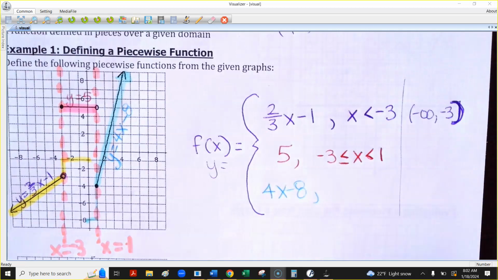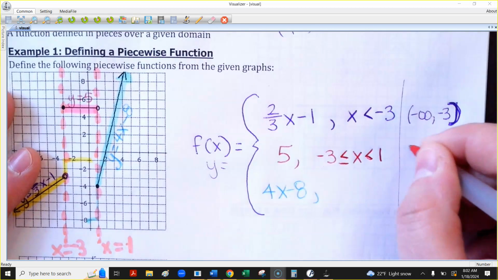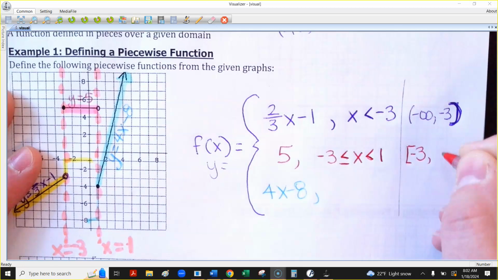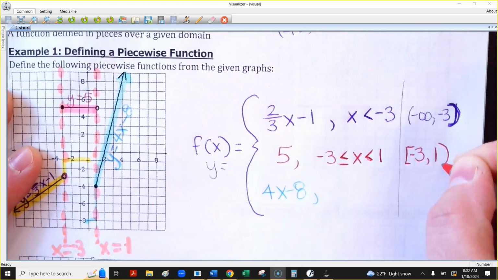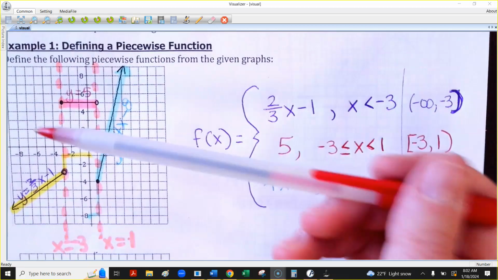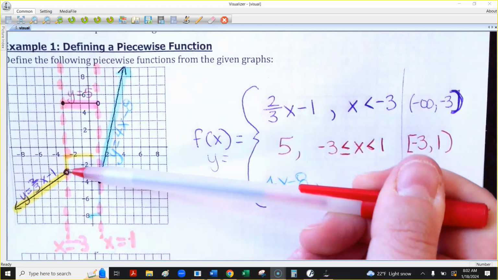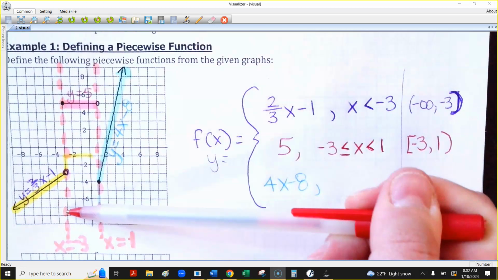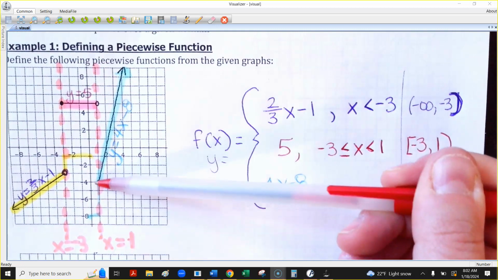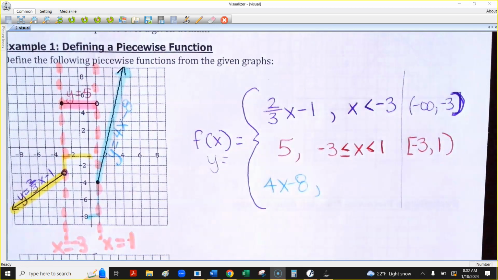If you prefer the interval, I'll just write it here. You have a closed circle on the -3, so that would be a bracket, and you have an open circle on the 1, so that would be a parenthesis. The reason for that is because it would not be a function if we didn't have that, because on this value here, I have a closed circle, open circle. They can't both be closed because then it would fail the vertical line test. Kind of the same thing here. This one's open and this one's closed, so it doesn't fail the vertical line test, so it's important whether those circles are closed or open.